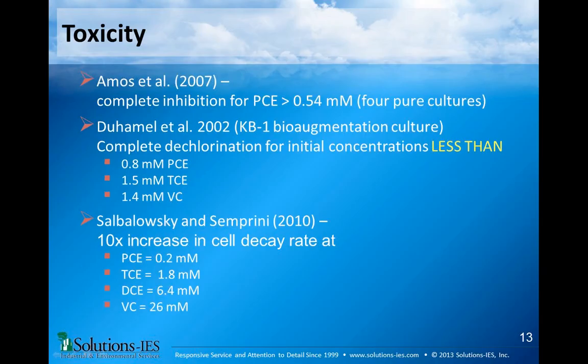So once the PCE degraded a little bit, it gets less toxic. When it degrades more, it gets less toxic, and the process went on. Same way, 1.5 millimolar for TCE and 1.4 for vinyl chloride. That's total inhibition. So basically at these levels, they were not able to get degradation.